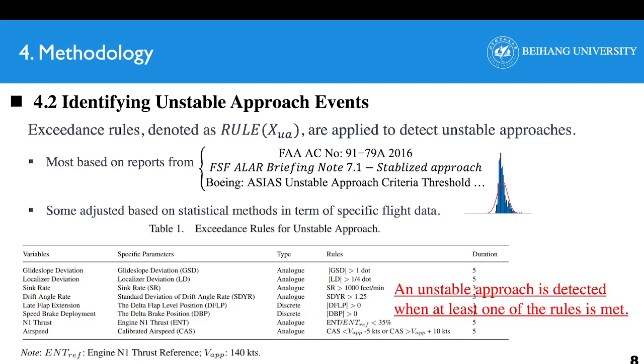With our defined phases, we will process time series into our desired inputs and outputs. Exceedance rules are applied to detect unstable approaches, which serve as the labeled output in our analysis. These exceedance rules are primarily based on reputable sources. However, it's important to note that some of these rules have been adjusted and fine-tuned based on statistical analysis of specific flight data in reality.